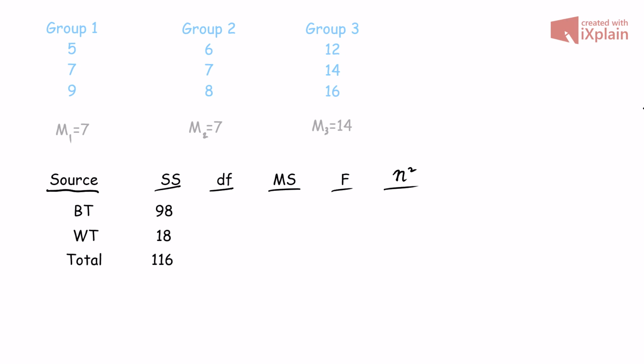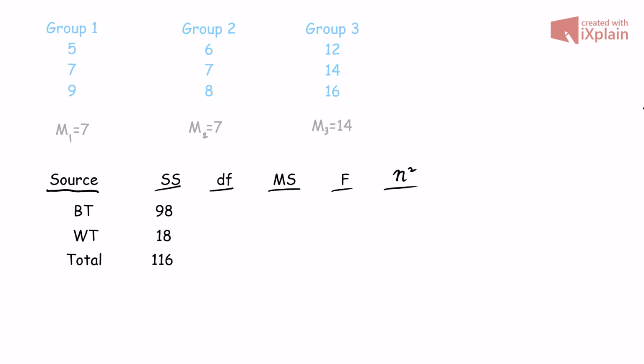This column right here is called the source column. And under that source column, there are the different types of variability that the ANOVA analyzes. BT stands for between treatment variability. Again, between treatment variability has in it individual differences, error, and the treatment effect. So this number 98 has good stuff and bad stuff, and we want to strip away the bad stuff.